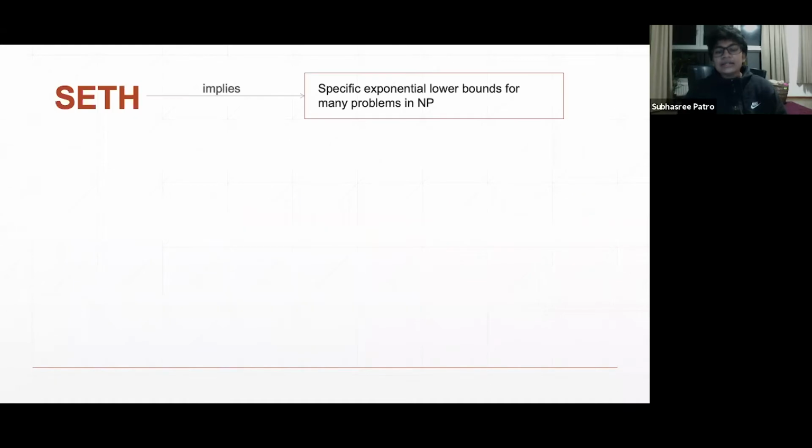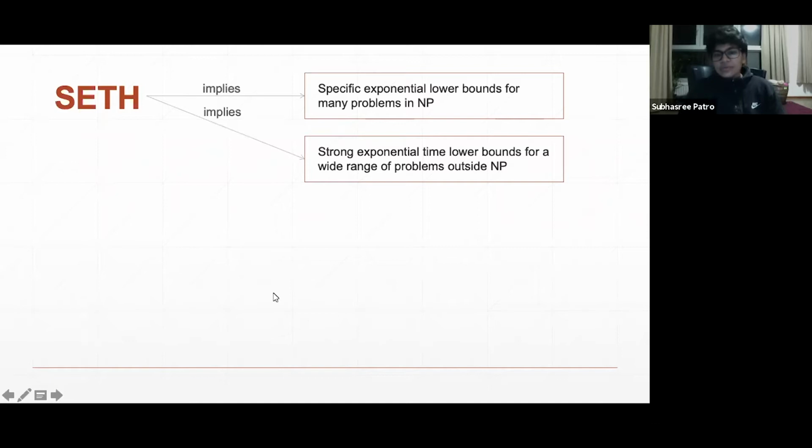Now, SETH turned out to be very useful in proving lower bounds for many problems in our complexity class NP. And not only that, it was also useful in proving lower bounds for many problems outside the complexity class NP. For example, it was shown that conditioned on SETH, strong simulation of various quantum computation models takes exponential time. And here I mean classically.